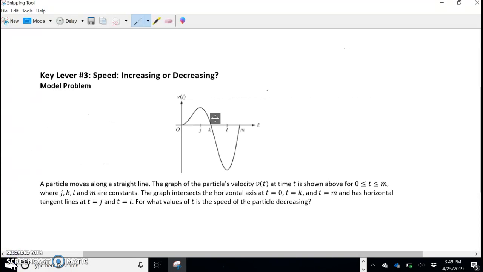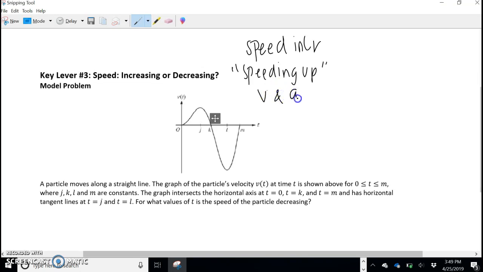All right, and my final key lever here involves speed. So I want to talk to you a little bit about speed being increasing or decreasing, and then answer this question. So one way of rephrasing speed increasing, College Board oftentimes will say, where is it that your particle is speeding up? So that's a big thing that they like to say. And my particle is speeding up, we've talked about this before, when velocity and acceleration have the same sign. So we're looking for either both positive or both negative when we see these phrases.